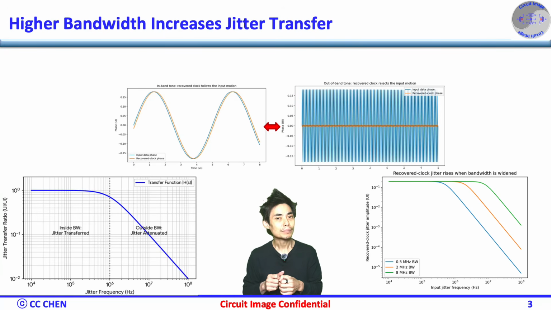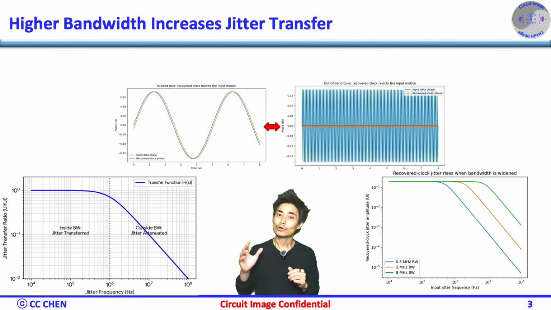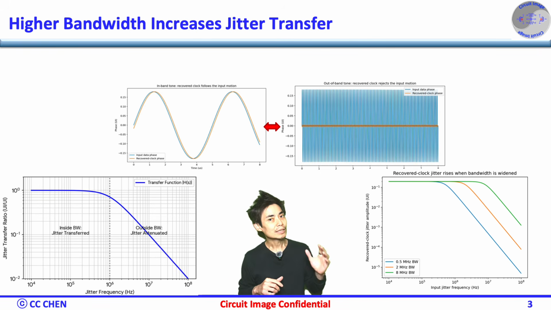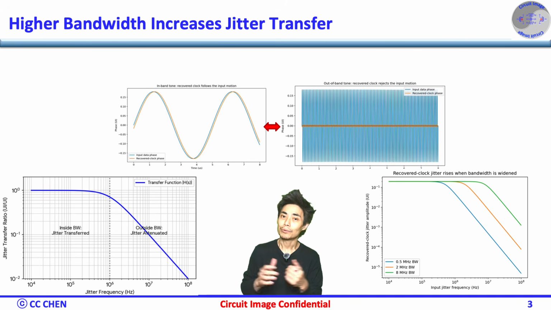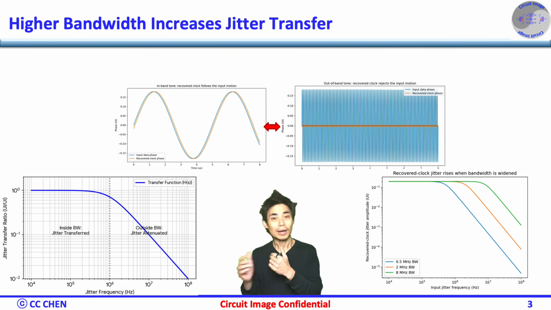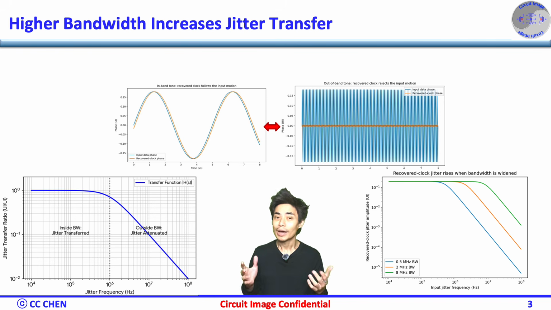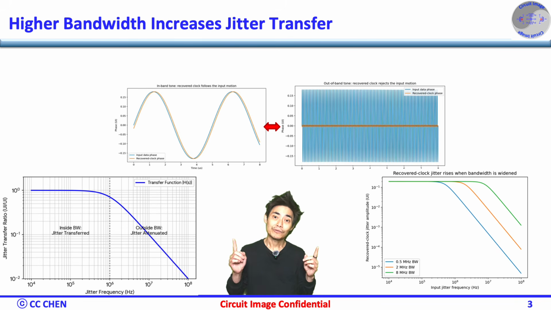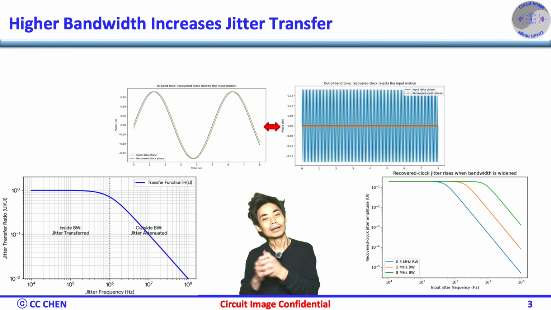So the key concept is jitter transfer. For input data jitter, the CDR behaves like a low-pass tracking loop. Inside the CDR bandwidth, input timing movement transfers to the recovered clock. Outside the bandwidth, the CDR does not track it as much. This is good when the input movement is slow and useful, but it's bad when the input movement is high-frequency noise. If the bandwidth is too wide, more input jitter appears on the recovered clock.